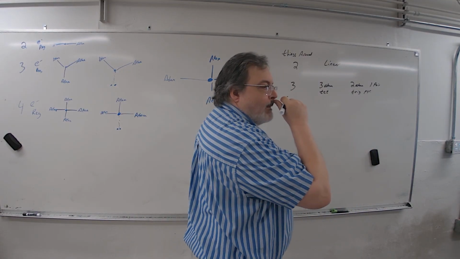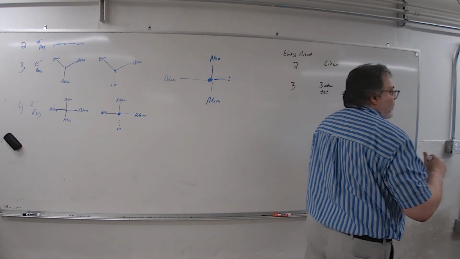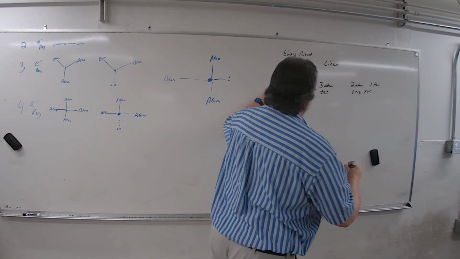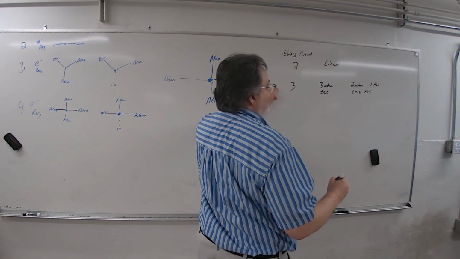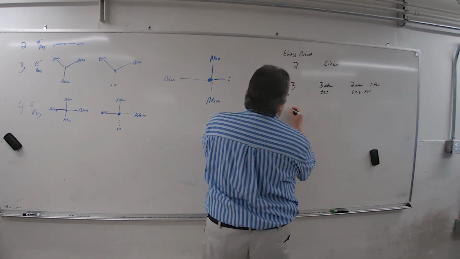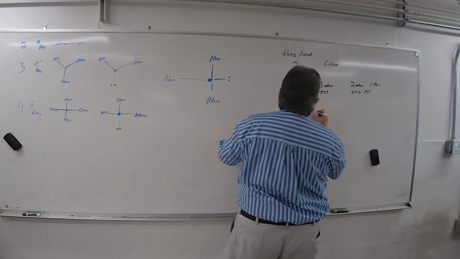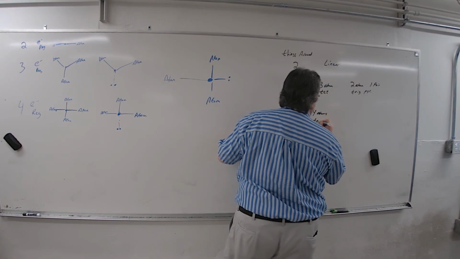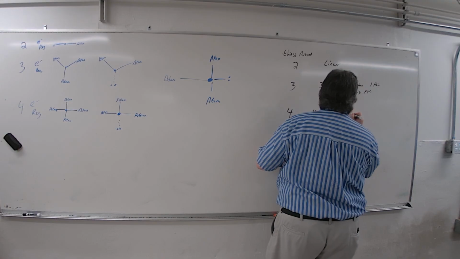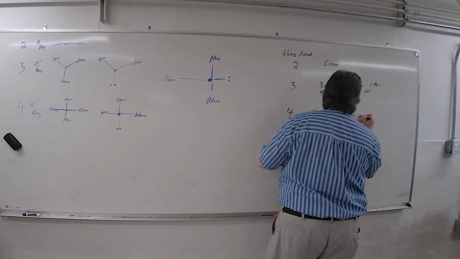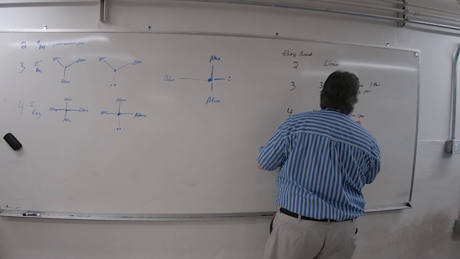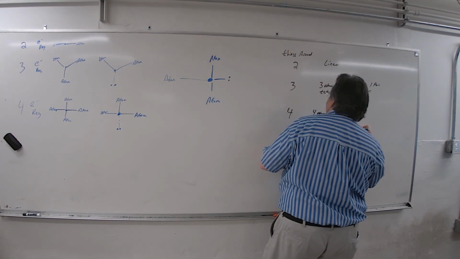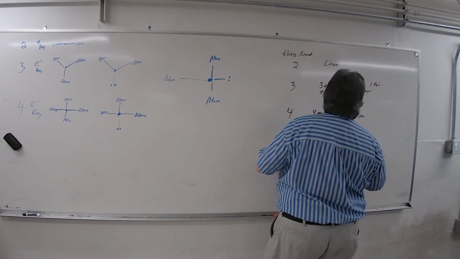Wait, so when is this bent? When is it bent 109? When they're 3 atoms, tetrahedral. If there's going to be bent at the tetrahedral angle, then you have to have 4 things. When you have 4 atoms, then it's tetrahedral. If you have 3 atoms and 1 pair, that's a trigonal pyramid. I did that one wrong, y'all.